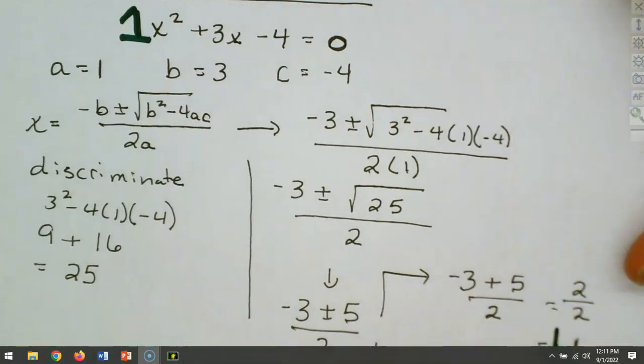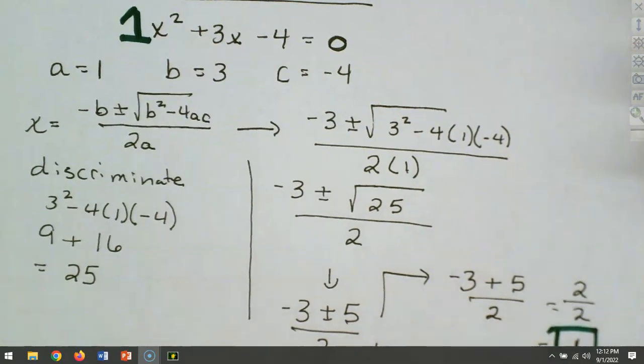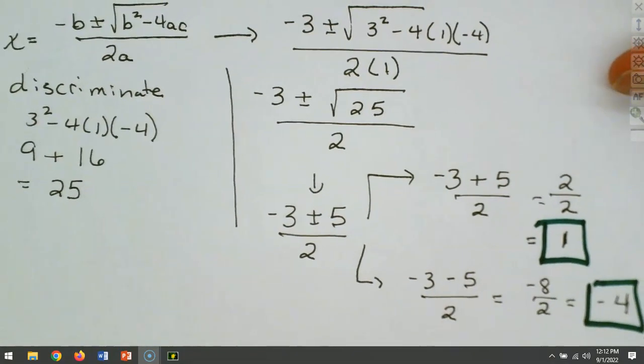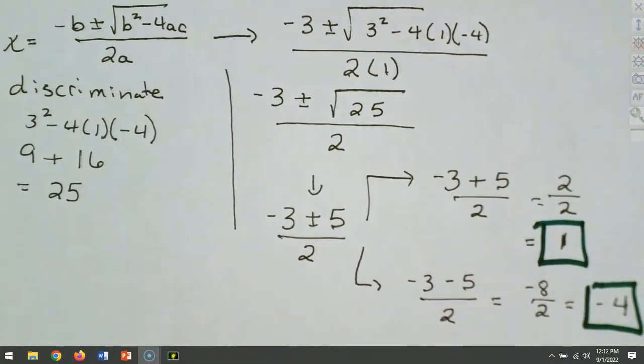And you could have solved this with zero factor from the very beginning. Sorry about that. But you could have solved this with zero factor. We chose to use the quadratic formula, but you could have also easily done zero factor and saved yourself a lot of time. But the directions say quadratic formula, so that's what we used.